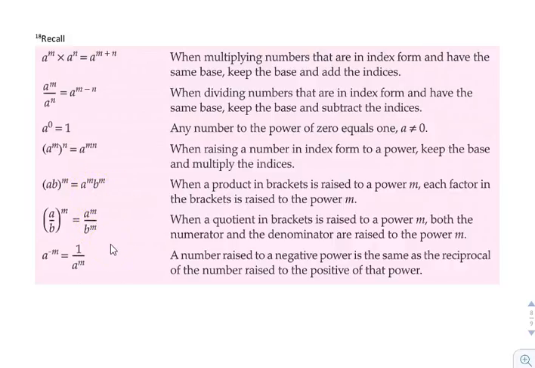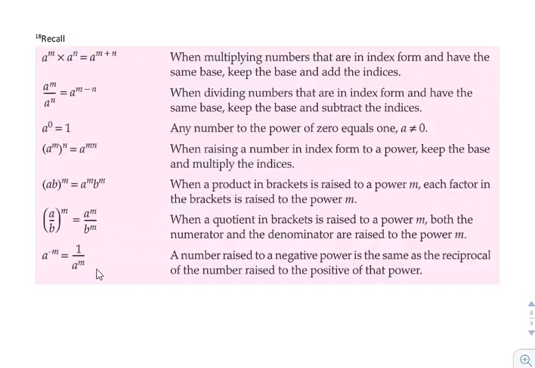The last rule, which is maybe not one you've come across before, is negative power. So negative power or reciprocal describes this situation here. So a to the power of negative m is equal to 1 on a to the power of m.